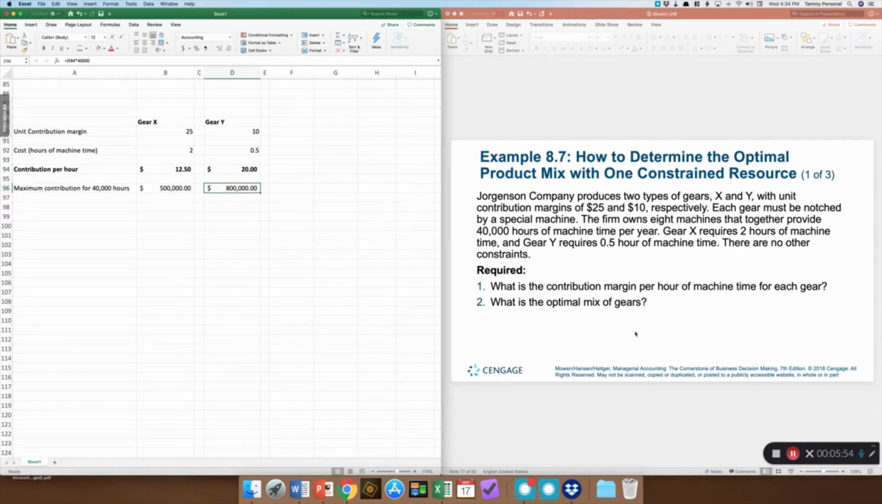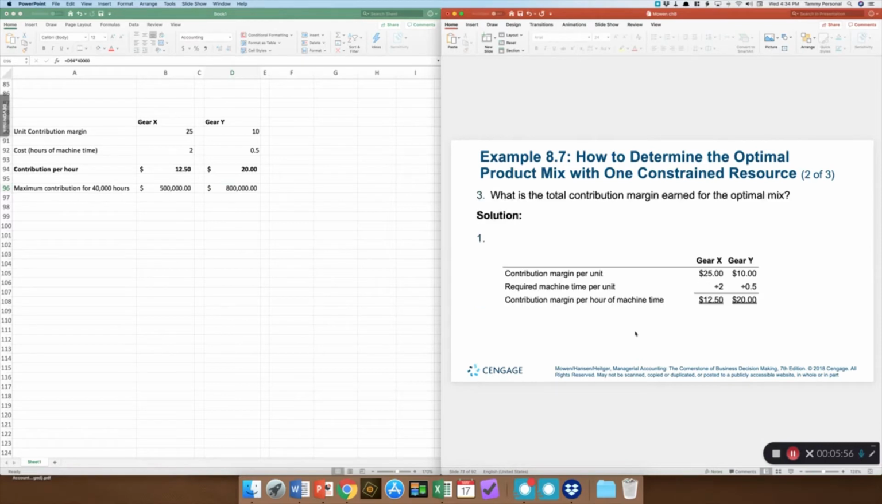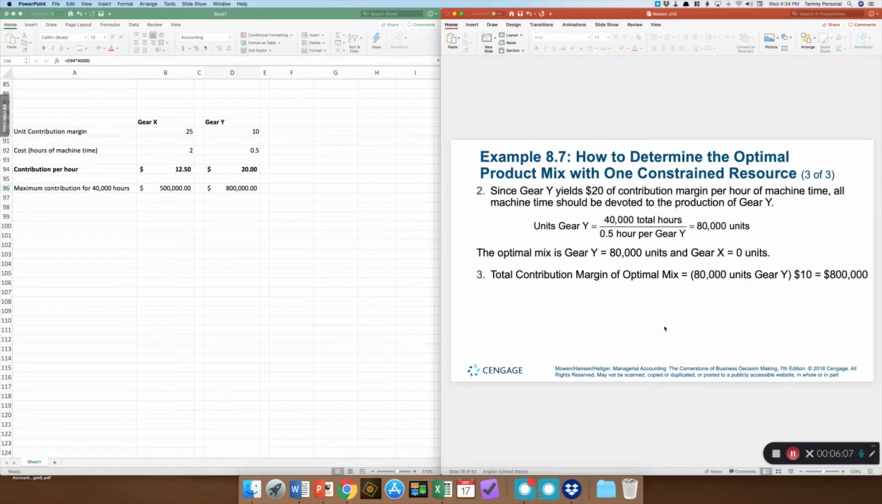Let's see what the slides say. Okay, so here we have the 12.50 and the 20, like I calculated here, and then we can make 80,000 units. We should make 80,000 units of gear Y, and none of gear X, to get us a maximum profit of $800,000.